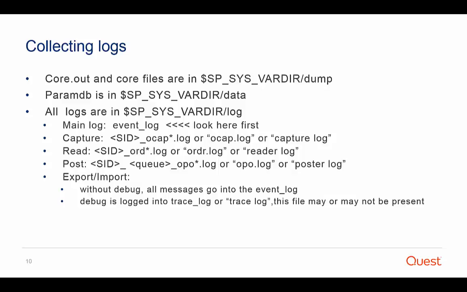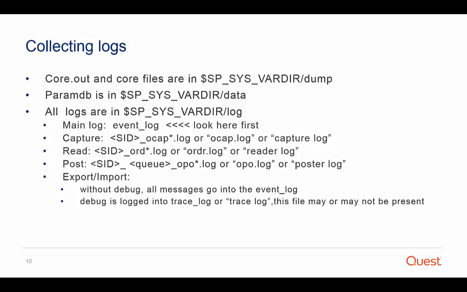The naming convention is as follows. For capture, the capture log is named ocap.log, and its full name includes the source SID and the counter in the name. For read, the log is named reader.log or rdr.log, and its full name includes the source SID and the counter in the name. Similarly, the post log is often referred to as OPO log or poster log, and its full name includes the source SID, the queue name, and a counter in the name.